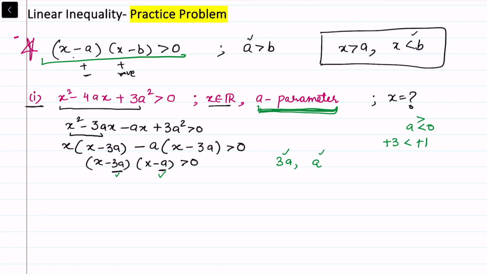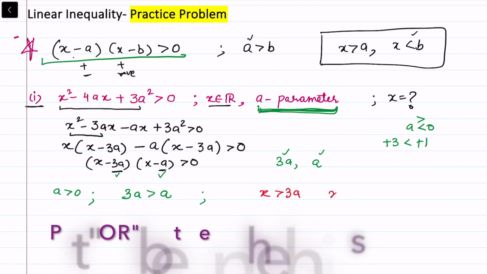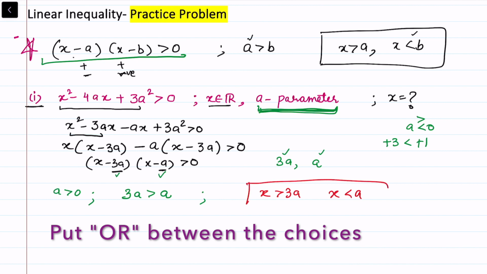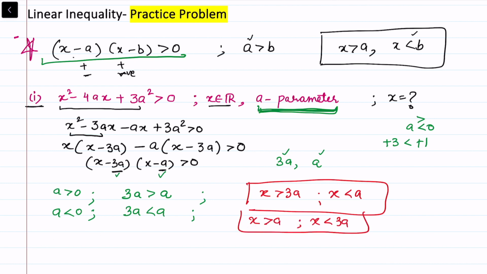Let us take the first case when a is positive. If a is positive, then 3a is bigger than a. In this case, the solution will be that x is bigger than 3a or x is smaller than a. This is one solution. If a is less than 0, in this case 3a is less than a. So obviously in that case x is bigger than a or x is less than 3a. This would be the case.